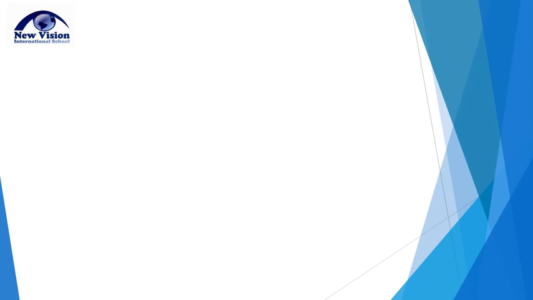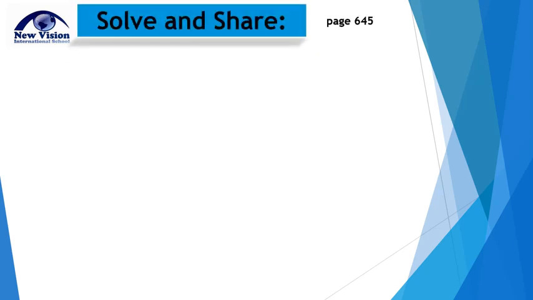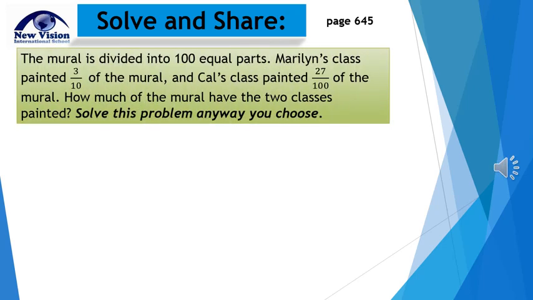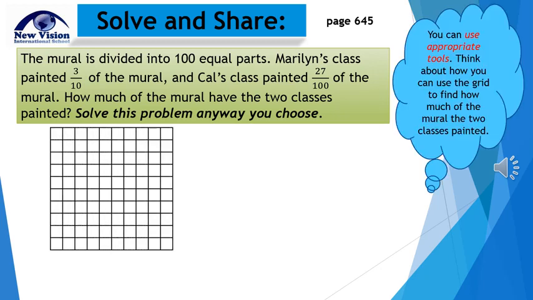Let's start with solve and share. Open your book on page 645. The mural is divided into 100 equal parts. Marilyn's class painted 3/10ths of the mural, and Cal's class painted 27/100ths of the mural. How much of the mural have the two classes painted? Solve this problem any way you choose. You can use appropriate tools. Think about how you can use the grid to find how much of the mural the two classes painted.